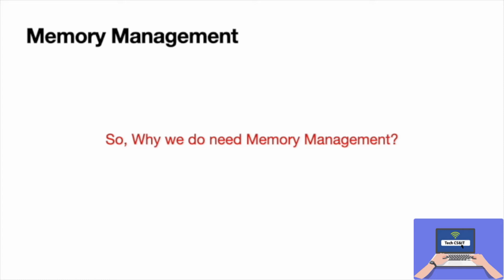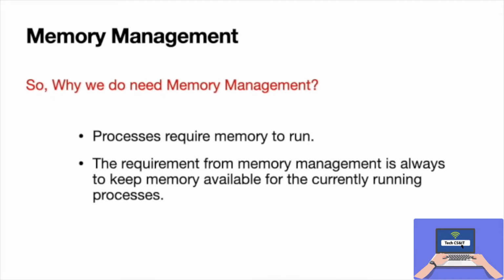So here we are again trying to understand the topic of memory management. Let's begin. So first of all, why do we need memory management at all? Let's face it, processes require memory to run. These days we can find memory sizes of even up to 32 gigs or more. But the size of the applications has also increased, and they need optimal or allocated memory to run. The requirement from memory management is always to keep memory available for the current running processes.